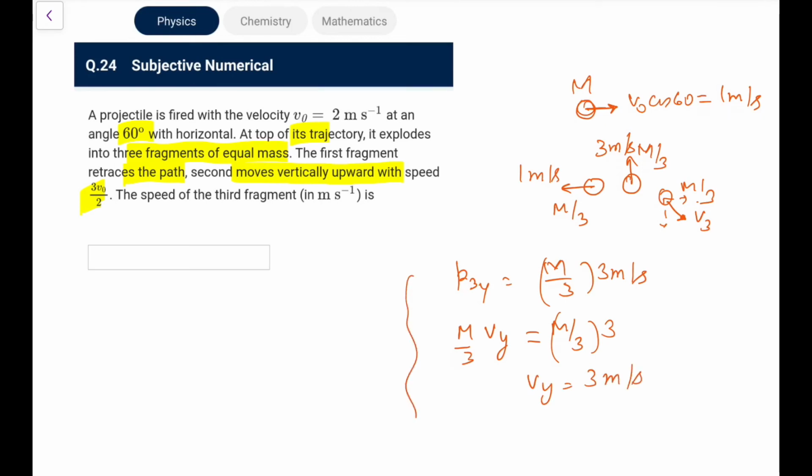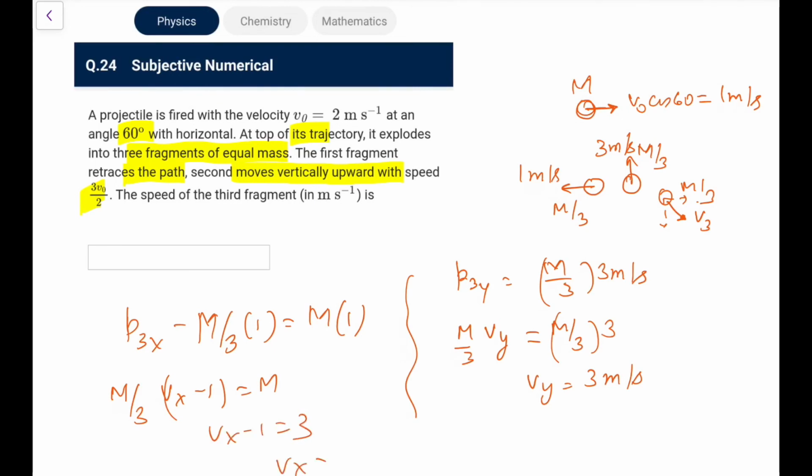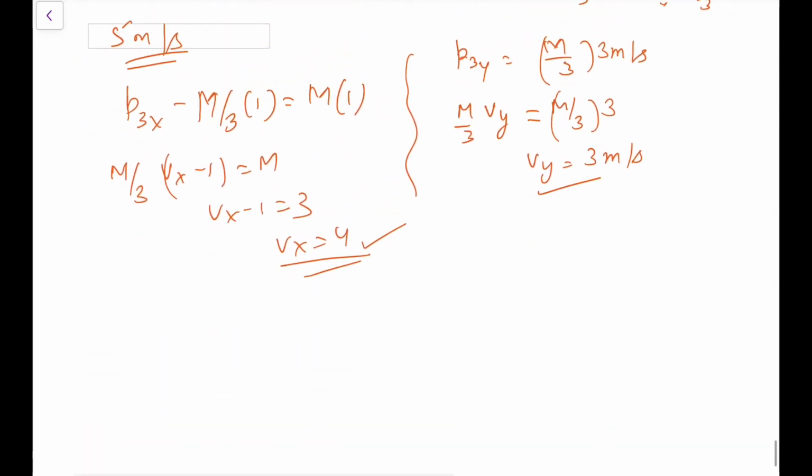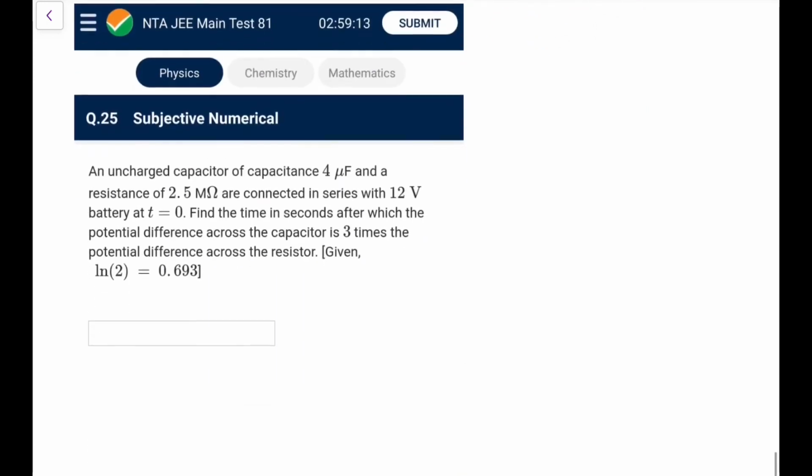And similarly for the x one, p3x minus this m by 3 into 1 meter per second would be equal to complete mass m into 1. So m by 3 into vx minus 1 would be m. So vx minus 1 is 3, so vx has to be 4. So this is 4 and 3, so its speed would be 5 meter per second. So the answer would be 5 in this particular case. You just have to balance the momentum, x and y. This will come out as 5.